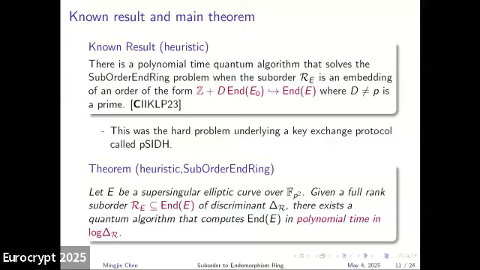So this is a summary of our main results. Basically, we follow the technique from here, but we do a generalization. We just solve this problem in full generality. So given a suborder of discriminant delta R, we have a quantum algorithm that computes the endomorphism ring in quantum polynomial time in log of the discriminant. So that's the main result.